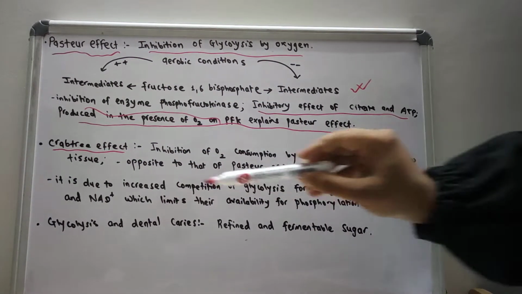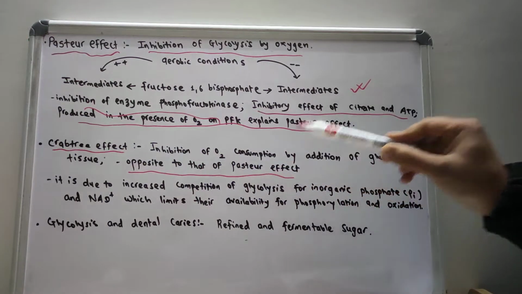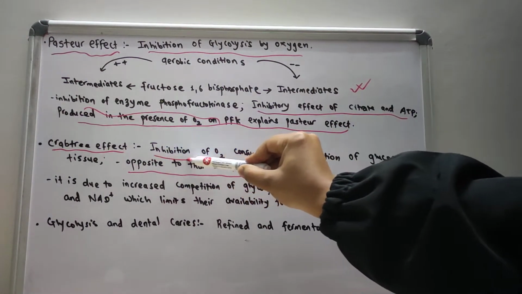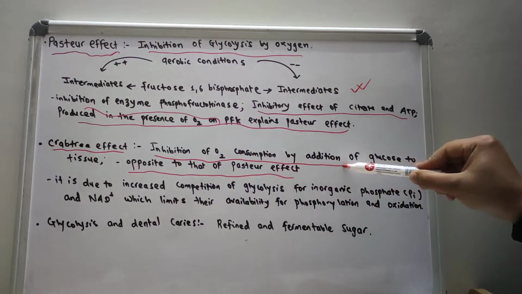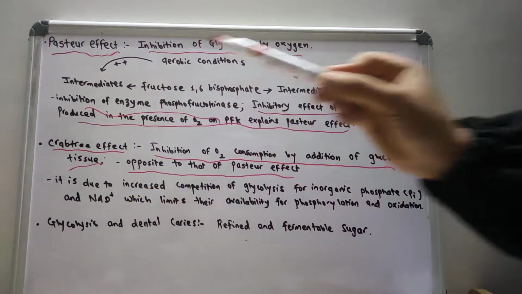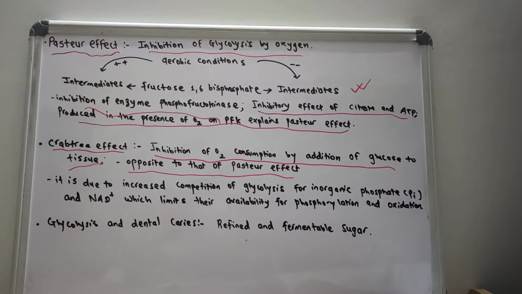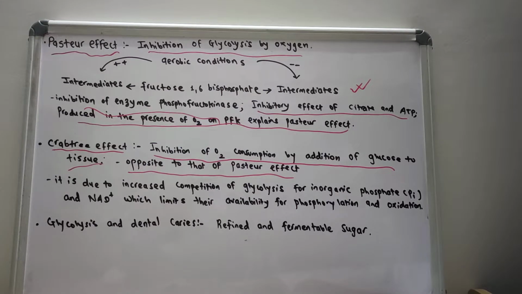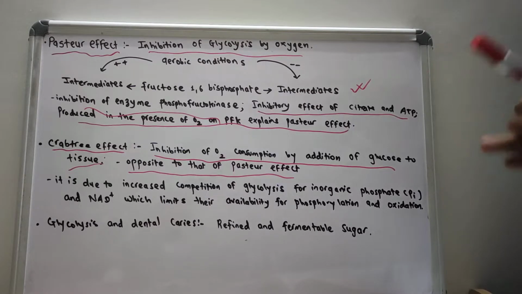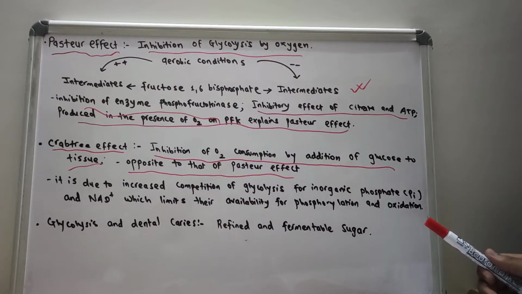The Crabtree effect is just the opposite of the Pasteur effect. The Crabtree effect is the inhibition of oxygen consumption by the addition of glucose to the tissue. So basically, the phenomenon of inhibition of oxygen consumption by the addition of glucose to tissue having high aerobic glycolysis is known as the Crabtree effect. As I have already told, it is basically opposite to the Pasteur effect.